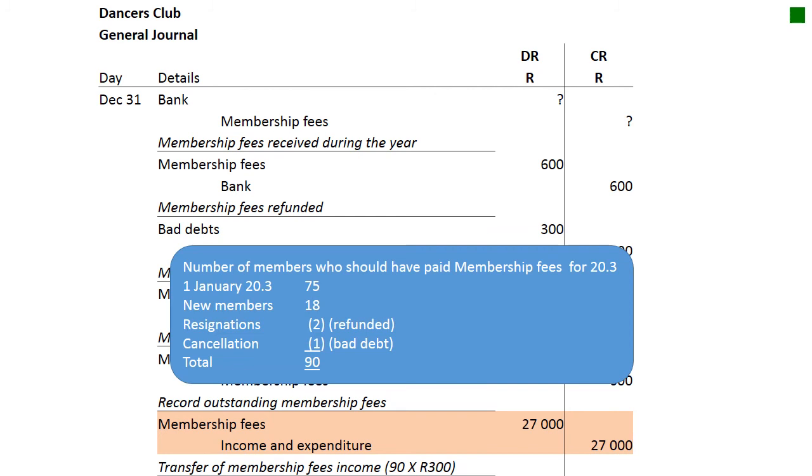So we had 75 members at the beginning of the year and 18 new members during the year. 2 members left and we refunded their membership fee, and 1 member his membership was cancelled. So that means we were left with 90 members who owed us membership fees for the year. 300 Rand each means our membership fee income should have a balance of 27,000. So that 27,000 gets taken out of the membership fees account and gets credited to our income account for the year.